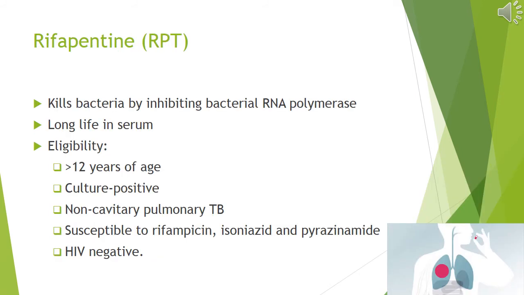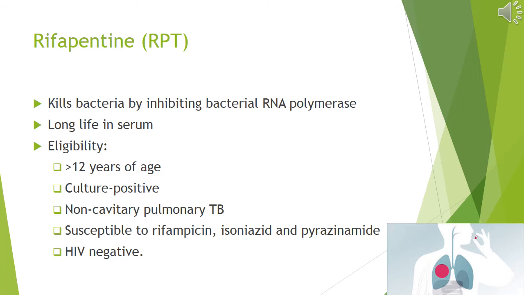Now we're going to discuss rifapentine, better known as RPT. It kills bacteria by inhibiting bacterial RNA polymerase. It does this by eliminating the TB bacteria while leaving the host RNA polymerase unaffected. It has a long life in serum. Due to this, it is administered less frequently. Its half-life is 5 times that of rifampicin.